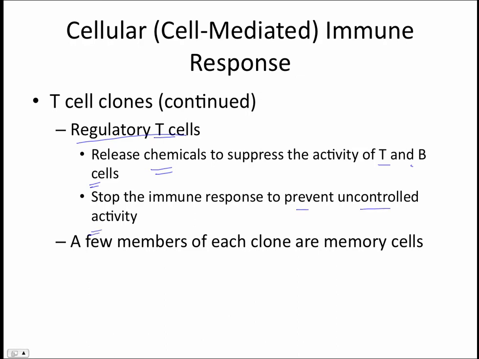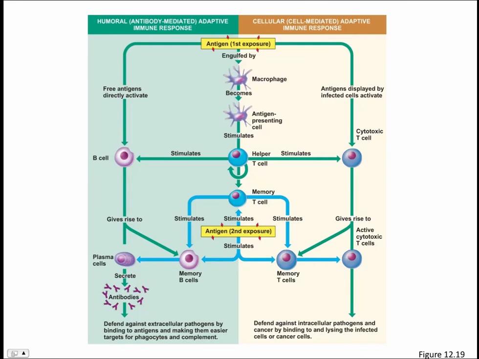Now, also a few of these will become memory cells, memory T cells. So the second time we have a response, it'll also be a much stronger response. Here's this overview of both the humoral and cell-mediated branches of the adaptive immune response. Let's go through everything here, and of course, this is something you should know for your exam.